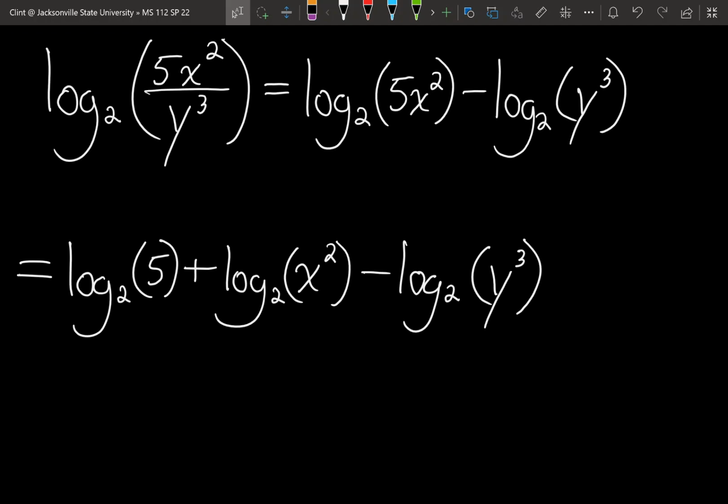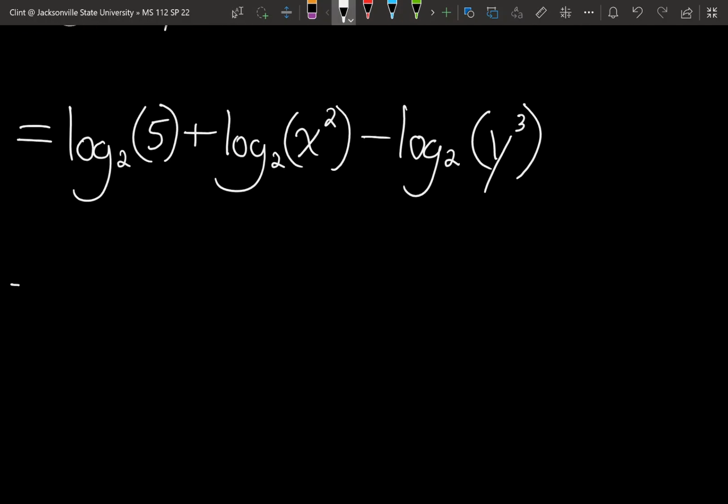And then the only other thing we can really do is use that third property where we take the exponents inside the logarithm and move it out front. And we've got 2 places we can do that. So nothing we can do on the first part here. It's just log base 2 of 5.